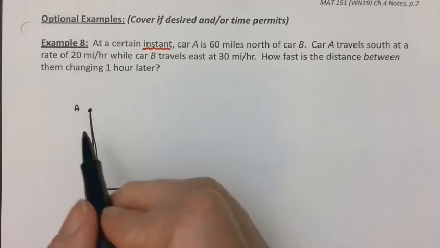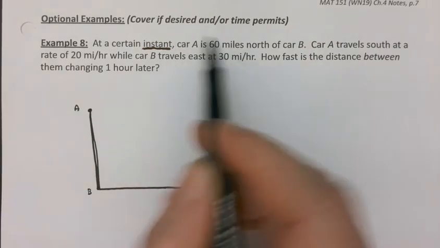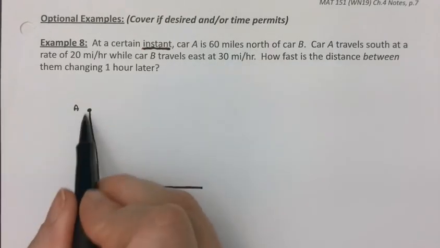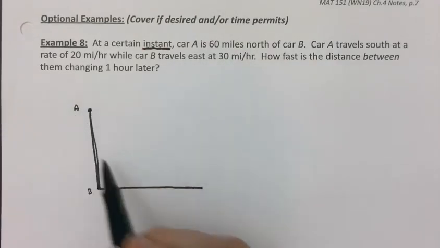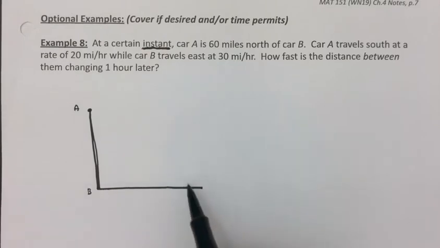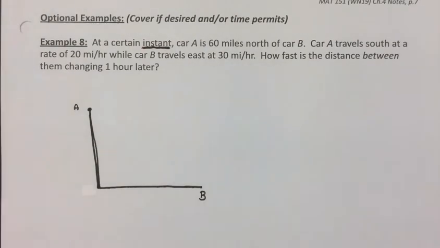A is moving north. Now, the one thing that's not changing, I know it says at a certain instant, but that's the 60. So this 60 right here is never changing. But A is going to move down this, and B is going to move out here. So eventually car B is going to be over here, and car A is going to be going downward along this track. So A is moving this way, B is moving that way.